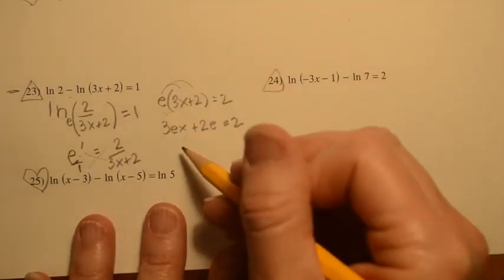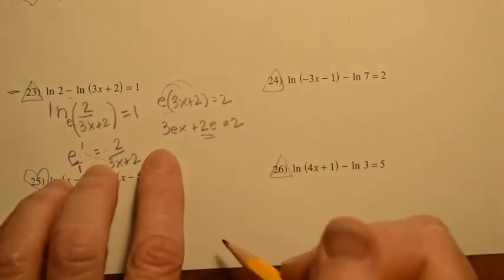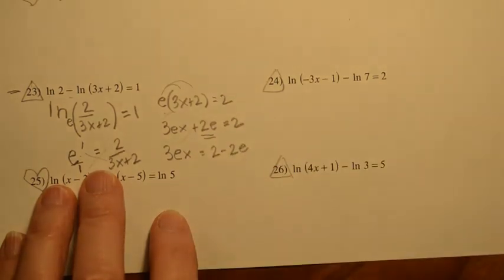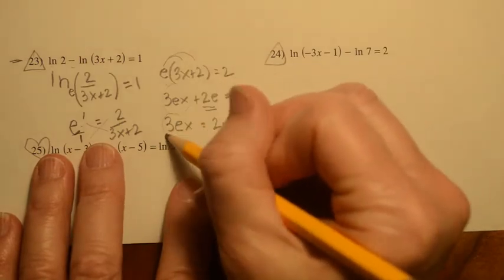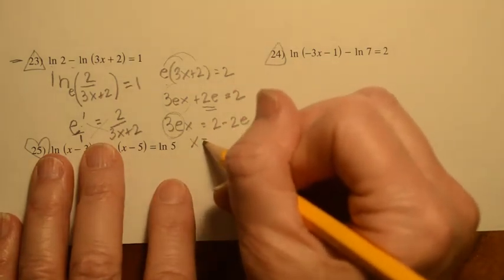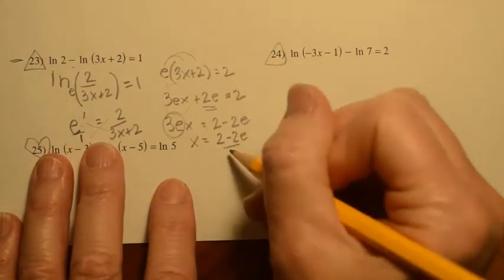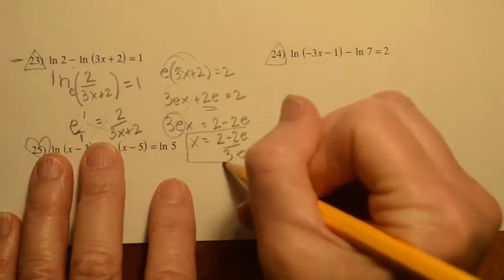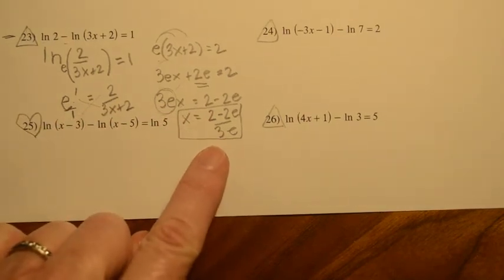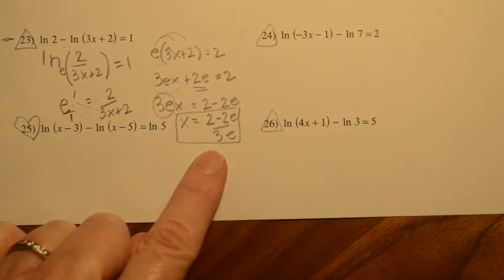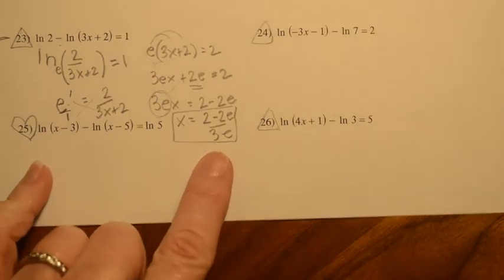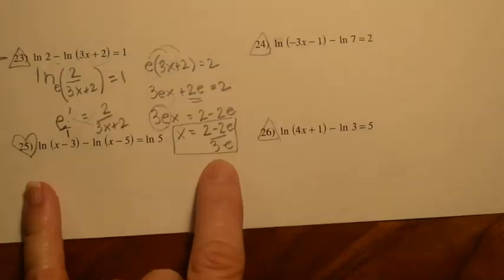Right, this is where our variable is, so we were trying to get everything away from that. So we want to get this over to the other side, so 3ex equals 2 minus 2e. And then we also want to get rid of this. This is our coefficient here. We're trying to get this by itself. So we end up with x equals 2 minus 2e over 3e. Now, this is not super helpful in terms of deciding whether this is a legit solution or not. And so you would need at that point to use your calculator to make sure that it is actually not going to turn this into negative, but I promise you it's fine.